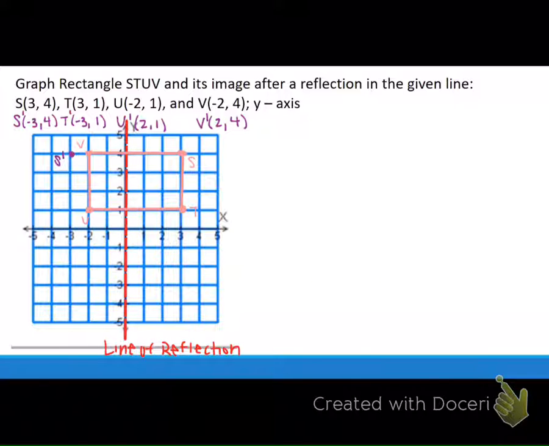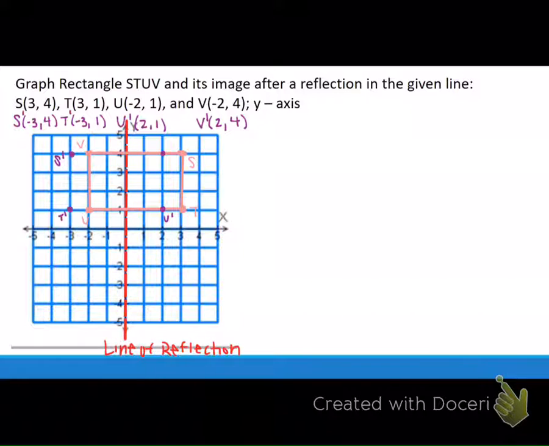Yeah. Okay, -3, 1. It's T prime. That is 3 away and 3 away. Does that one make sense? 2, 1. So 2 away and 2 away. Same distance again.